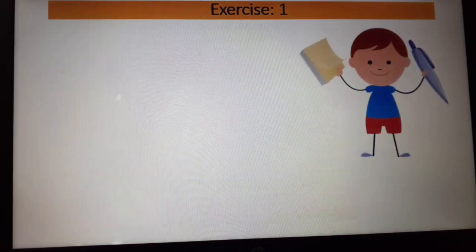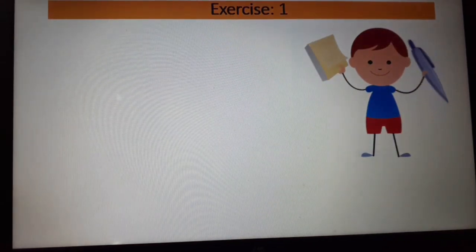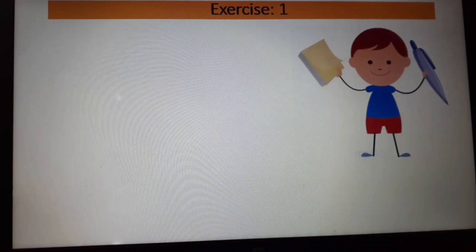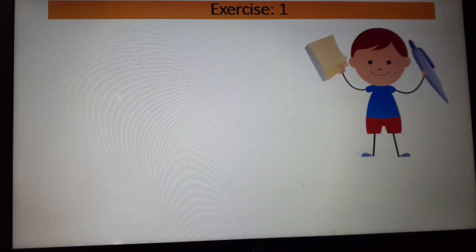Let's go for the next slide. So someone is standing here with a pen and papers. So be ready for doing your exercise. Are you ready for your exercise? Turn to page 96 and be ready with your pencil, eraser and all the things for writing.